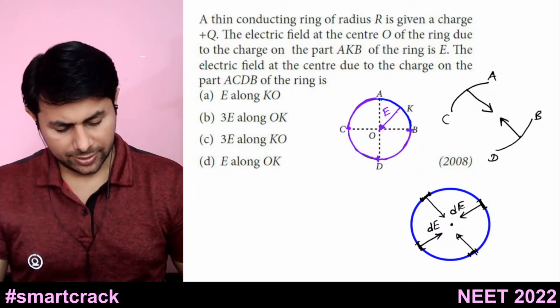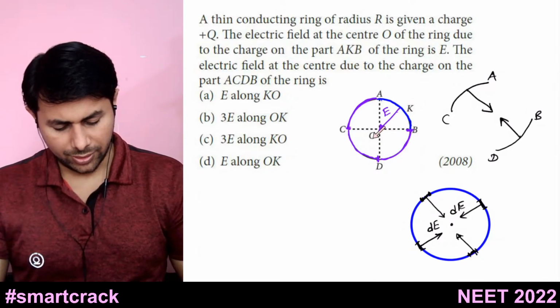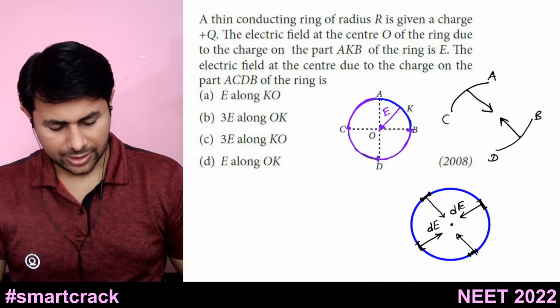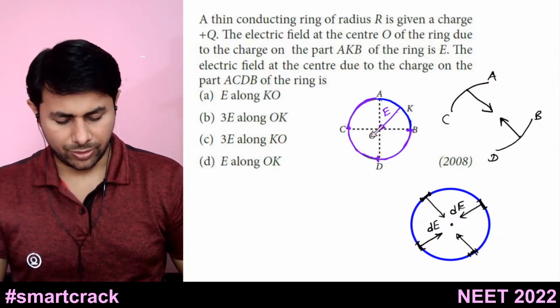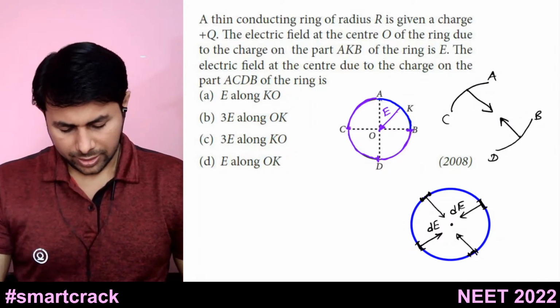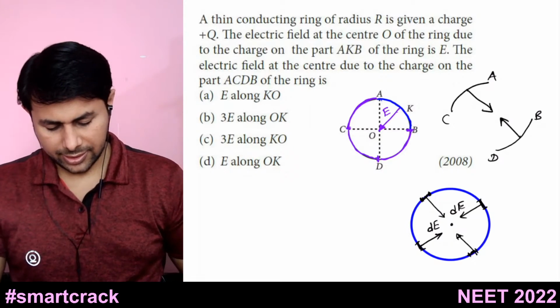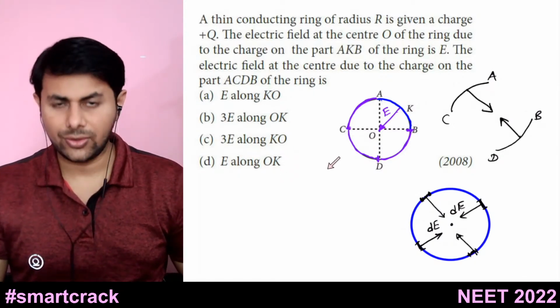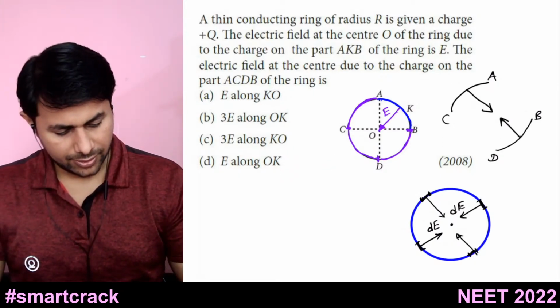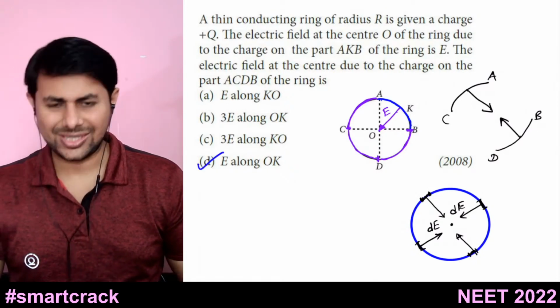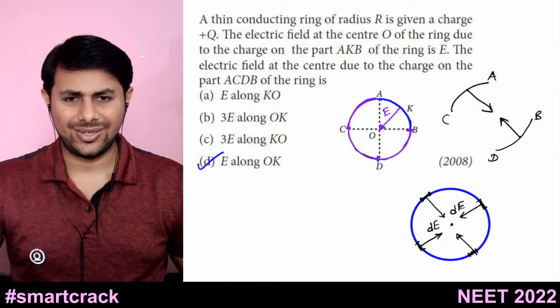So the opposite direction is, this direction is from K to O, so the direction of electric field due to CD will be opposite, from O to K. So how much is the magnitude? What's the answer? Answer is, the electric field is E along OK. Yeah, this is the answer. All right.